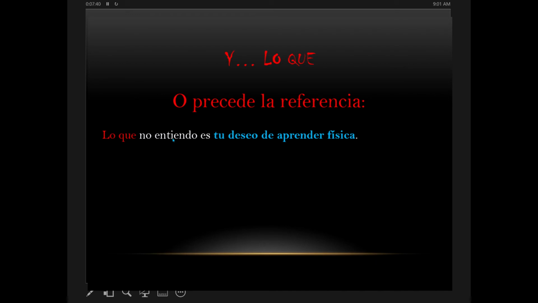The other situation in which we use it is when the reference precedes the noun it refers to. So: what I do not understand is your desire to learn physics. Your desire is the noun that you're referring to, but the pronoun is in front of it, and so you can't say que no entiendo, you have to say lo que no entiendo. All right?